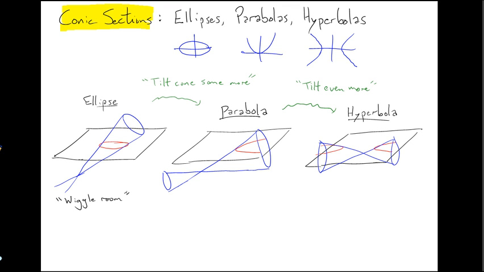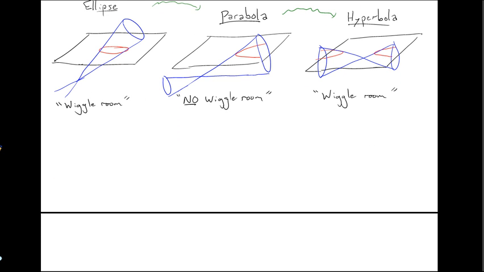Now, notice that with the ellipse and with the hyperbola, you have some wiggle room, which means that if you tilt just a little bit back and forth, you're still going to have an ellipse, or you're still going to have a hyperbola. But with the parabola, where one side of that cone is parallel, there's no wiggle room at all. As soon as you tilt the cone a little bit, you're either going to get an ellipse or a hyperbola.